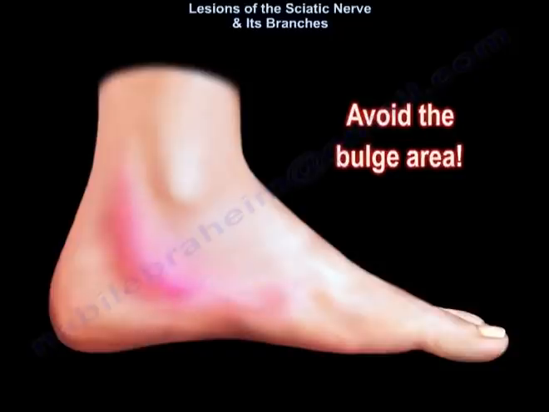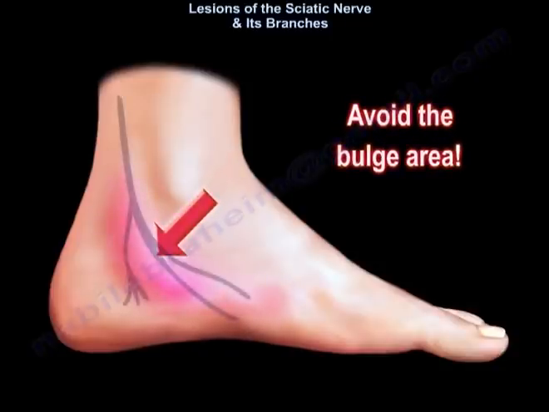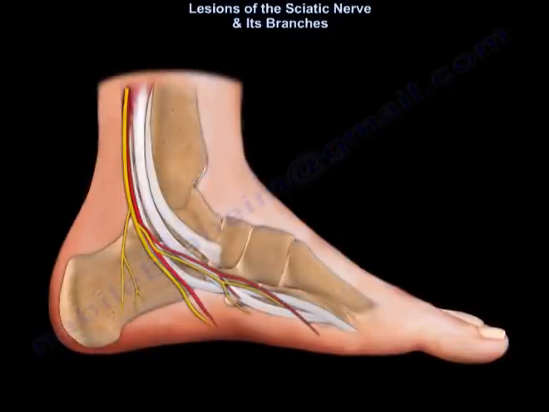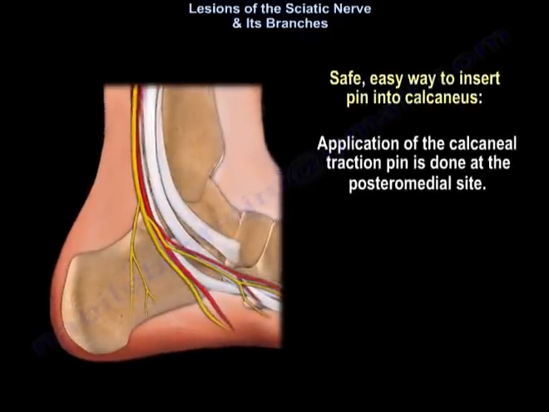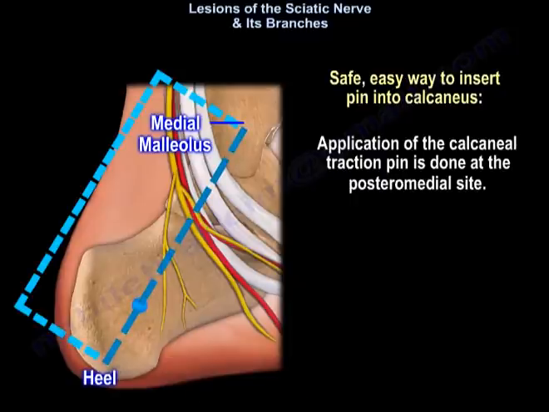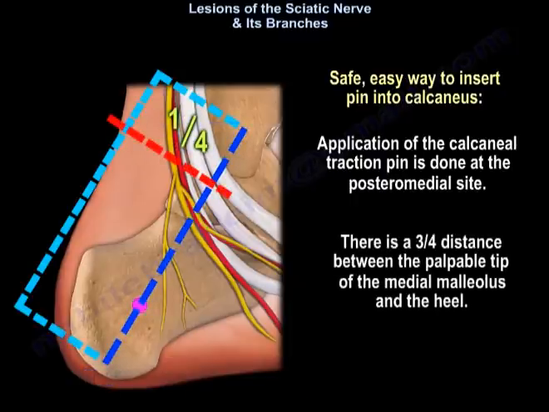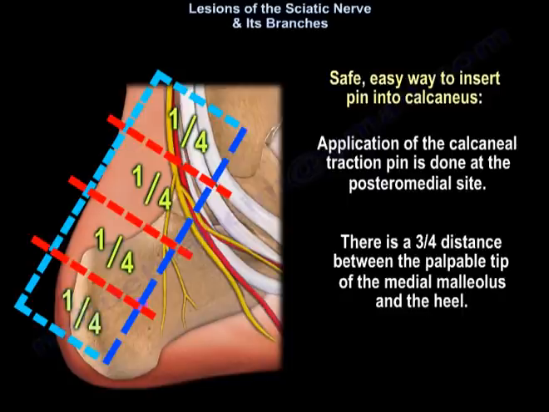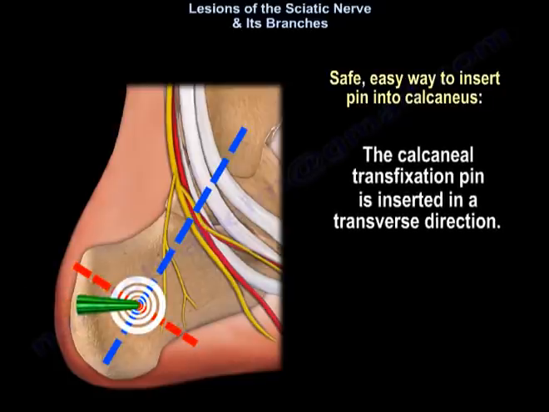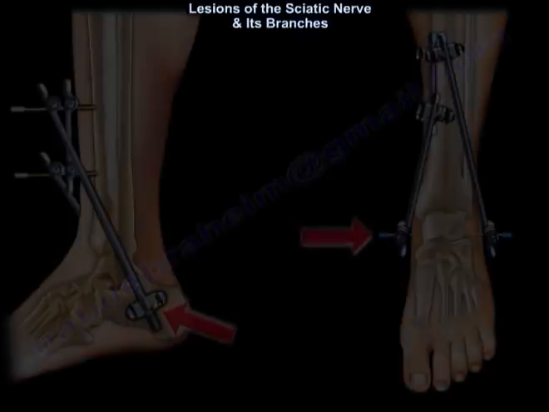Avoid the bulged area in the ankle. It contains the neurovascular bundle. Here is a safe, easy way to insert the pin into the calcaneus. Application of the calcaneal traction pin is done at the posteromedial site. There is a 3/4 distance between the palpable tip of the medial malleolus and the heel. The calcaneal transfixion pin is inserted in a transverse direction, as you can see here.